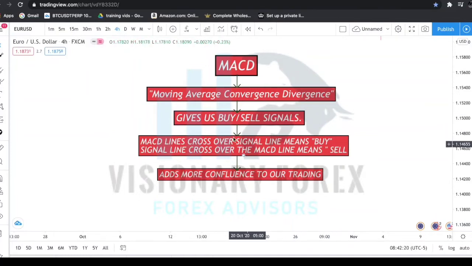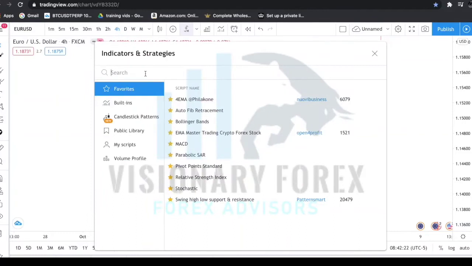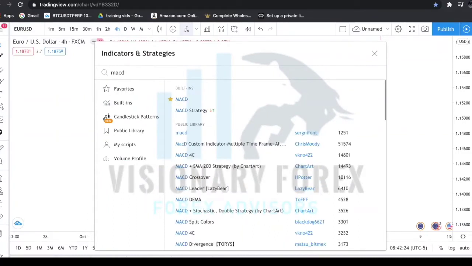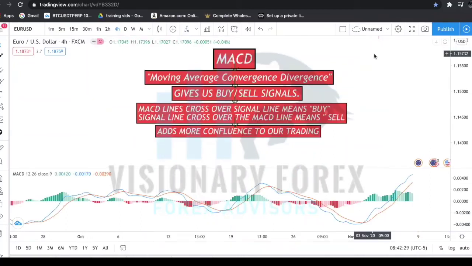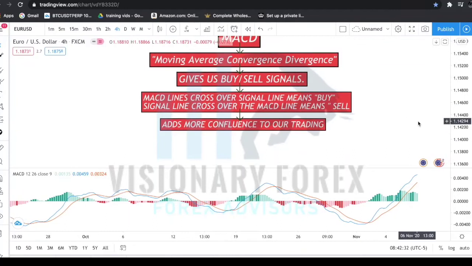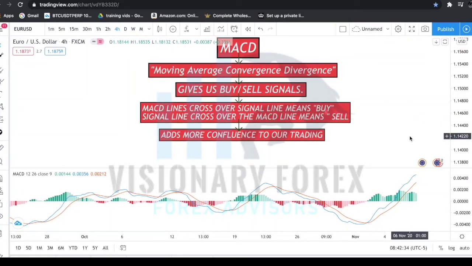We have to go to the indicators section and simply write MACD. This is the MACD indicator. Apply it to the charts. We got the MACD indicator over here. Now the MACD indicator has two lines, the MACD line and the signal line. This is the standard color of the indicator. Later on we can customize it. Whenever you apply the MACD indicator, you will have this type of colors on the indicator. This blue line is the MACD line and this line is the signal line.